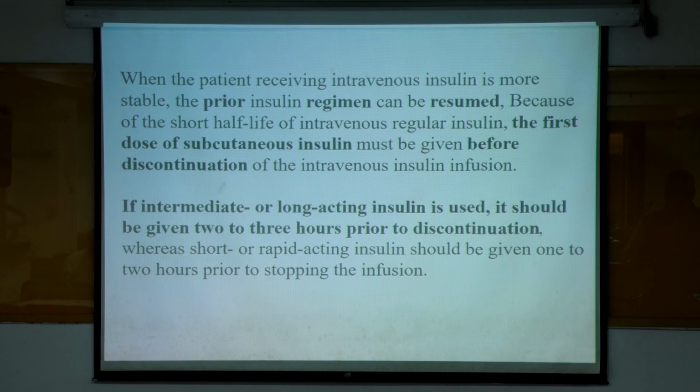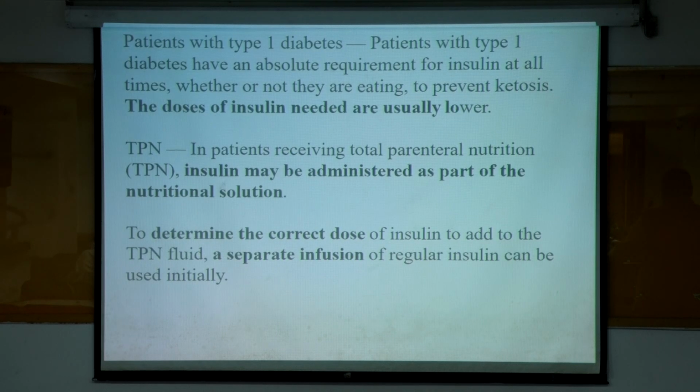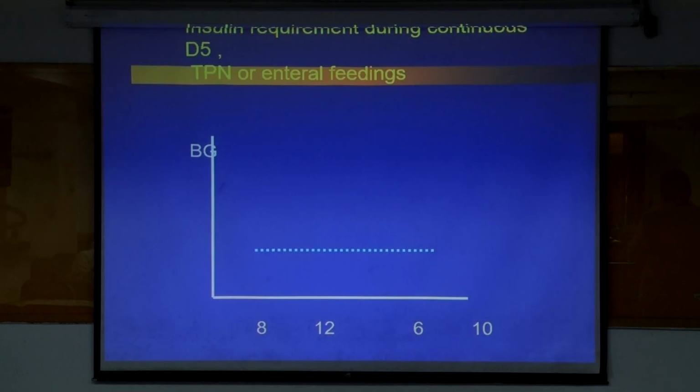If intermediate or long-acting insulin is used, it should be given 2 to 3 hours prior to discontinuation. Because as I told you, with the insulin infusion, you stop and within 3 minutes its action is over, whereas the subcutaneous takes a longer curve. So you start that, then stop the insulin infusion. Patients with type 1 diabetes, you have to continue insulin. Make sure that they are on insulin, even if they are nil per oral. Patients with TPN, the entire approach is different, but that comes under critical care, which I will not be talking about.